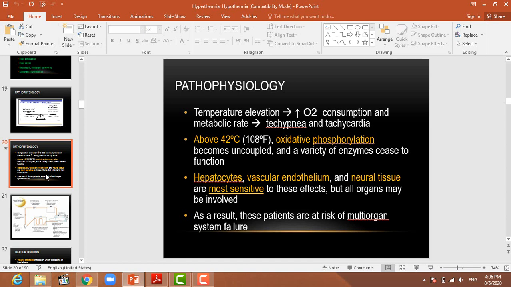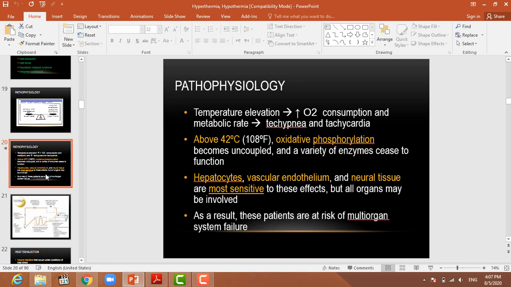Now, this is where the pathophysiology of hyperthermia, mainly heat exhaustion, comes in. Whenever there is an elevated temperature, they increase oxygen consumption and metabolic rate, which lead to tachycardia and tachypnea. Tachypnea means rapid breathing.